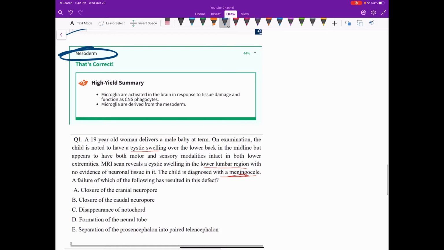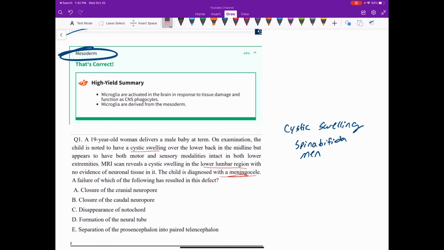Okay, one more question. A 19-year-old woman delivers a male baby at term. On examination, the child is noted to have a cystic swelling over the lower back and the midline, but appears to have both motor and sensory modalities intact in both the lower extremities. Okay, cystic swelling in the back. We have to automatically think, okay, spina bifida, meningomyelocele, right? It could be encephalocele or myeloschisis, right? One of those four things we spoke about.